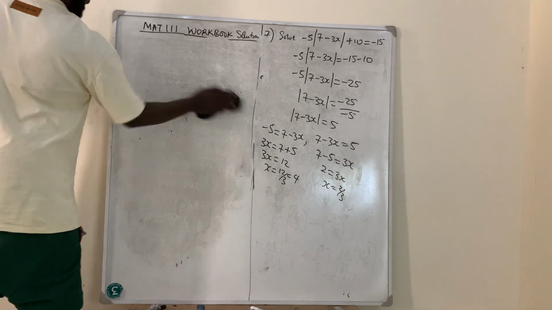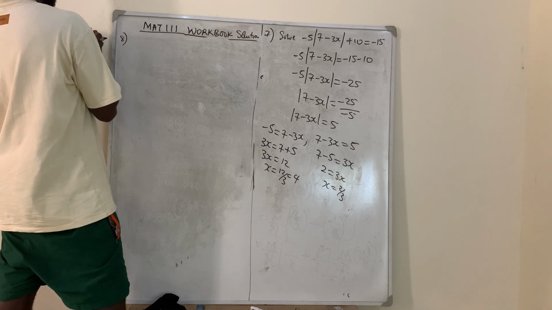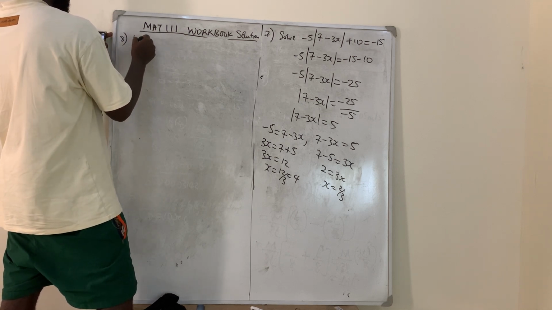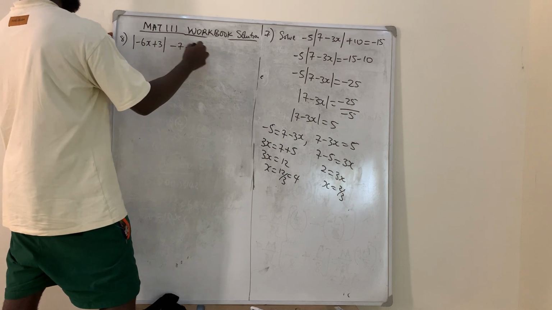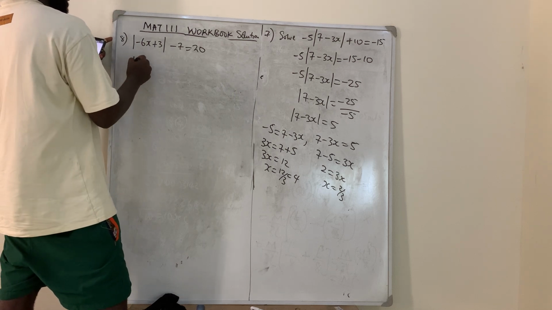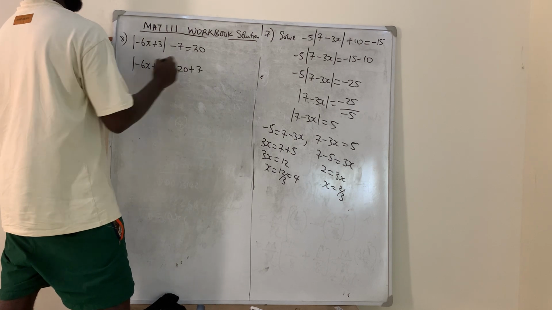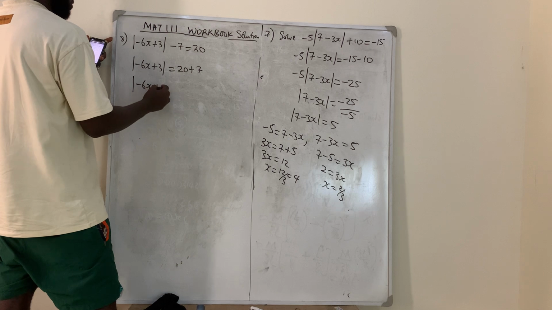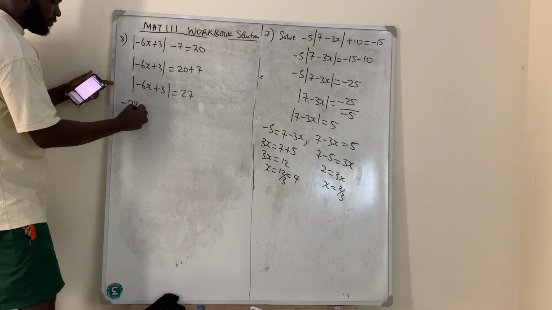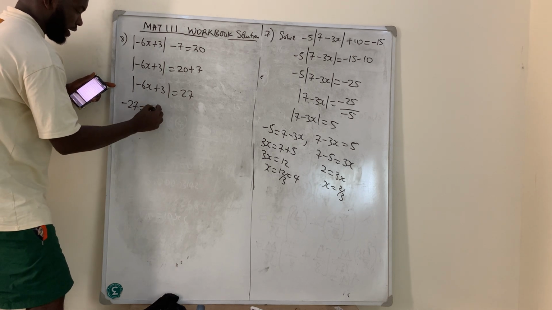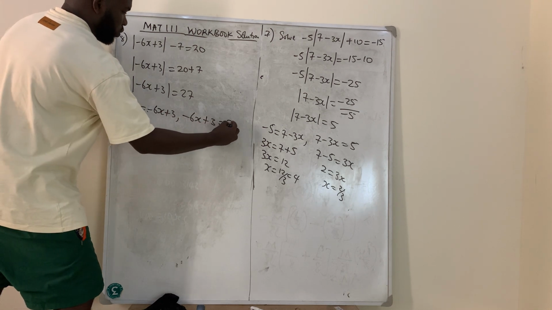That is question number 8. Question number 8 said the absolute value of minus 6x plus 3, then minus 7 is equal to 20. So we should solve this. So this is the absolute value of minus 6x plus 3 is equal to 20 plus 7, which is the absolute value of minus 6x plus 3 is equal to 27. So to remove absolute value, we have that minus 27 is equal to minus 6x plus 3, or minus 6x plus 3 is equal to 27.